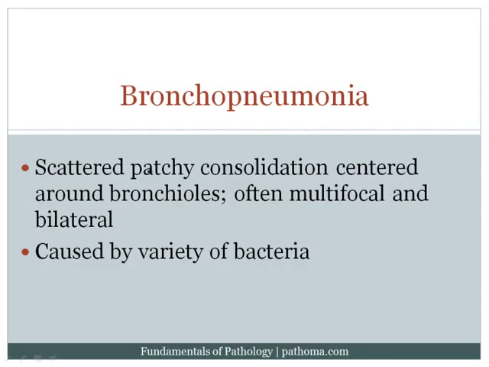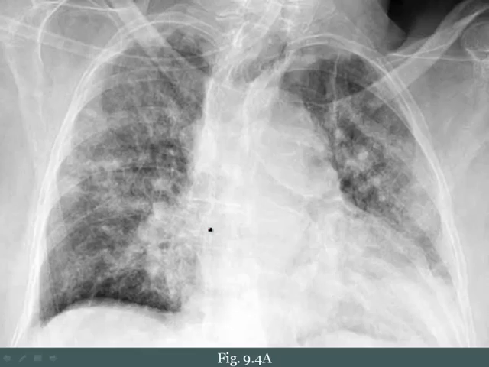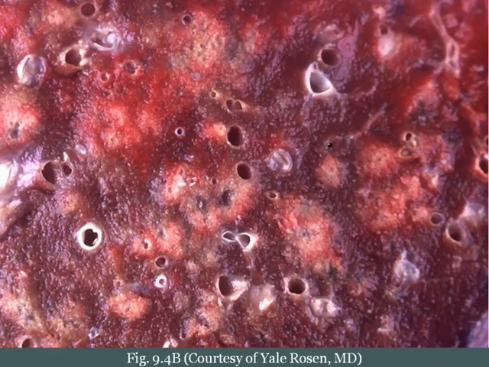Bronchopneumonia is when you get scattered patchy consolidations centered around bronchioles. It's often multifocal and bilateral, and again, as I've stated, it's caused by bacteria. Here's a classic picture showing you a bunch of splotches or areas of pneumonia. And again, that would represent a bronchopneumonia.